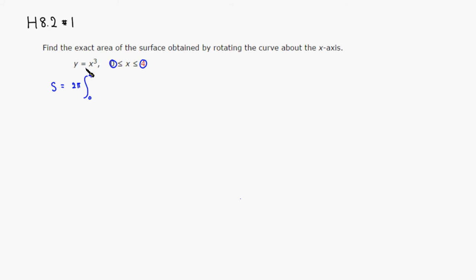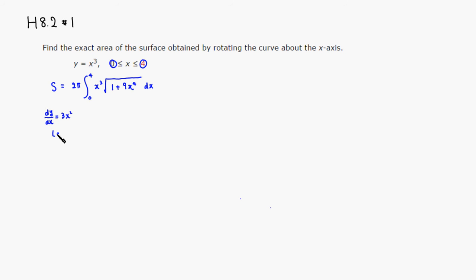And the radius is going to be a function itself, since it's rotated about the x-axis, so you have x cubed. Then the width is going to be the arc length formula, so we just have to find the derivative. dy over dx is going to be 3x squared. So it's going to be the square root of 1 plus dy over dx squared. 3 squared would be 9, x squared squared would be x to the 4th power, dx.